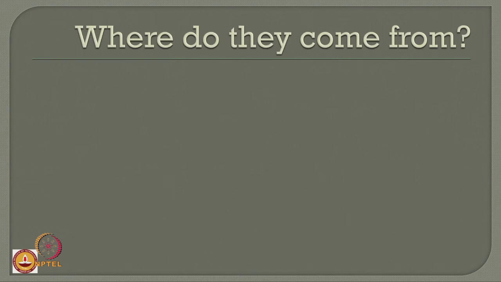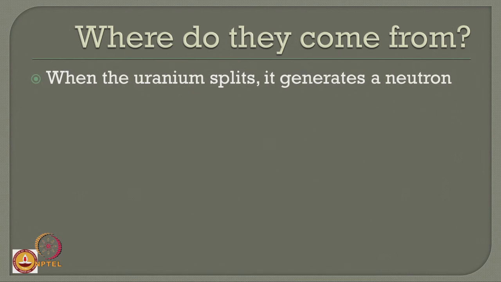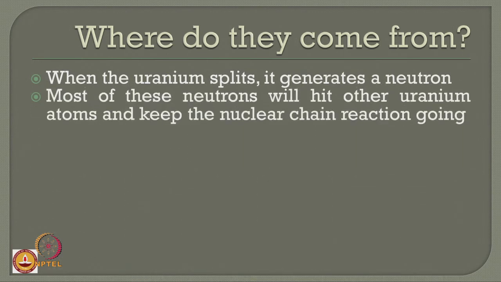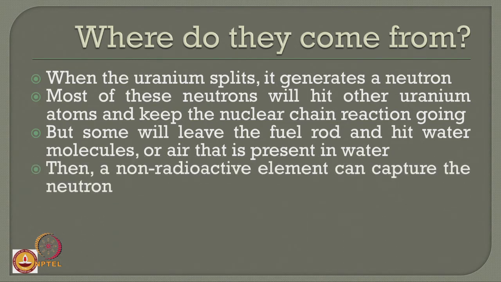Now, the question comes, where do these elements come from? When the uranium splits, it generates a neutron. Most of these neutrons will hit other uranium atoms and keep the nuclear chain reaction going, but some will leave the fuel rod and hit water molecules or air that is present in water. Then a non radioactive element can capture the neutron and become radioactive.